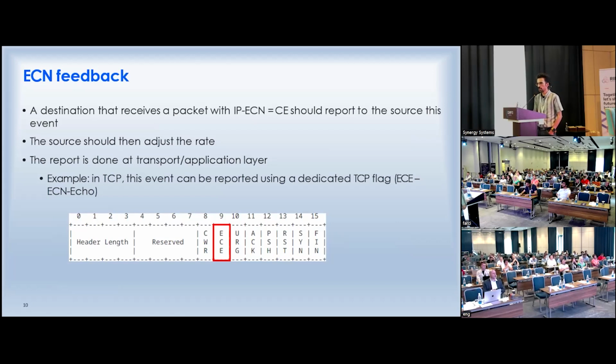The ECN provides feedback and report to the source, and then the source must adjust the rate.